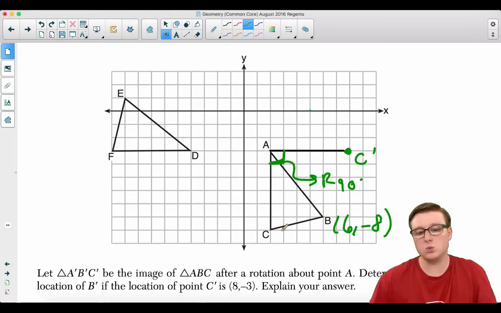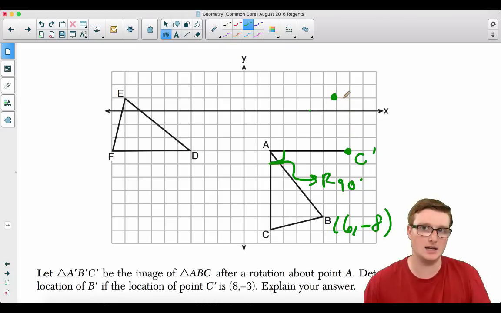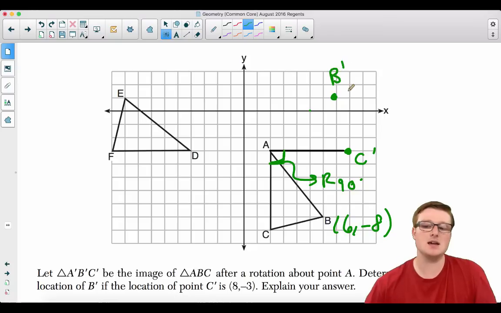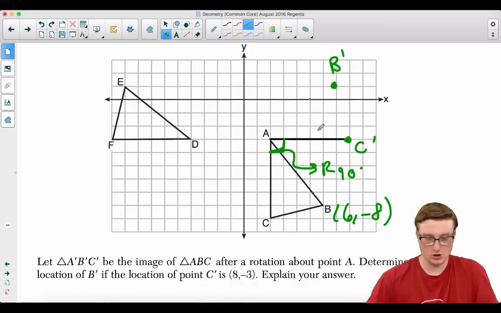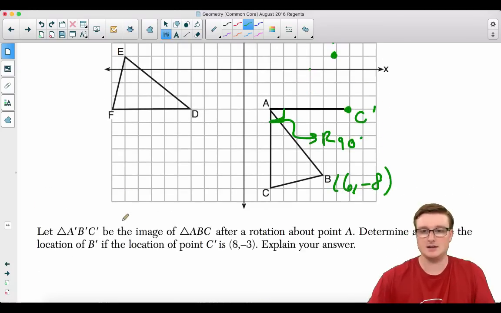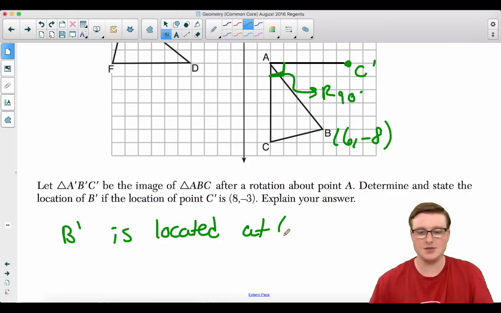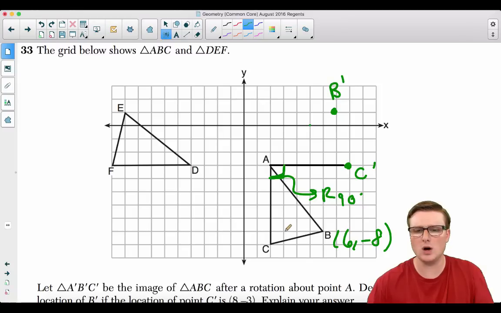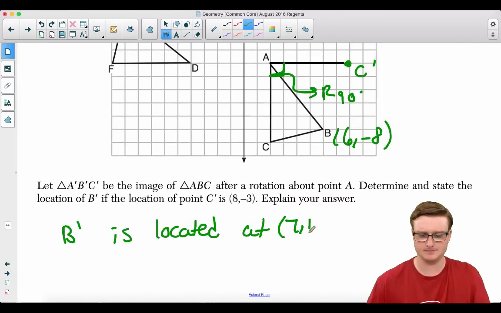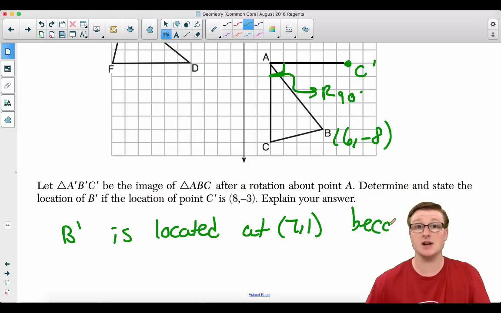If B is 1, 2, 3, 4 to the right and 1 up, point B prime is up 1, 2, 3, 4 and to the left by 1. So therefore, this up here is going to be B prime. So I'm going to say here that B prime is located at the point, was that 7, 1? Yeah, 7, 1. And it says explain your answer.